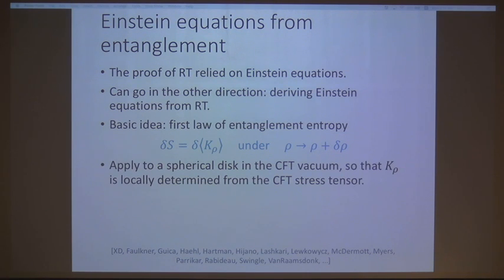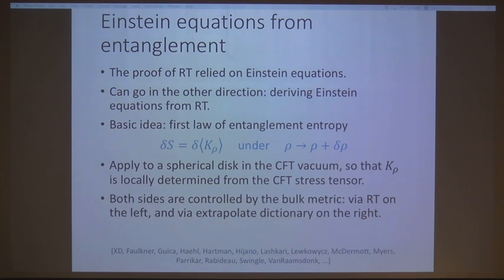The way to do this is to apply this to a spherical disk in the CFT vacuum. So the original state is this state, and the modular Hamiltonian is locally determined from the CFT stress tensor. What this does for us is that both sides are then controlled by the bulk metric. On the left, we simply need to use the Ryu-Takayanagi formula to translate into an area statement. On the right, we have statements about the CFT stress tensor, but they control the asymptotic limit of the metric. By using this, we can derive a constraint on the metric, which turns out to be the linearized Einstein equation. There has been some further development going beyond the linearized level, but I think we are still not yet at the fully non-linear Einstein equation.